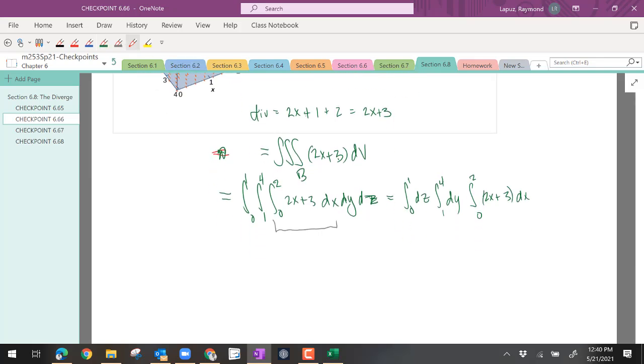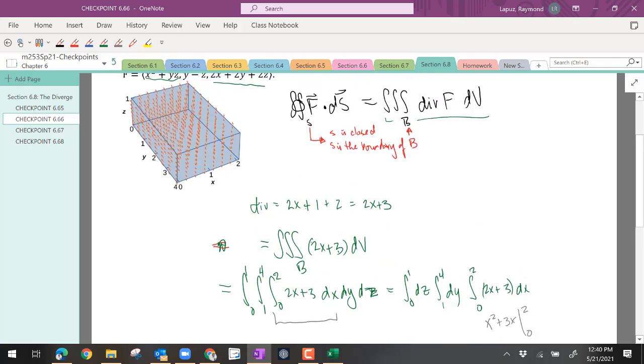Okay, so the last integral will be x squared. That would be 2 times x squared over 2. The 2's would cancel, and then we have 3x. We're integrating from 0 to 2, so 0 is going to disappear. And if we put 2 in there, we're going to get 4 plus 2 times 3 is 6, so that's 10. This is going to be 4 minus 1, and the first one is going to be 1 minus 0. Okay, so it looks like our integral here would be equal to 30.